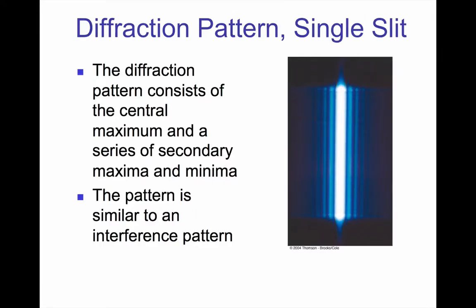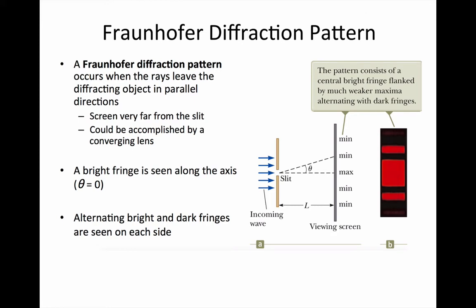We are going to be looking in detail at the diffraction pattern produced by a single slit. As with interference last week, we are aiming to be able to find at what angles you get bright and dark fringes. The diffraction pattern from a single slit is called the Fraunhofer diffraction pattern.